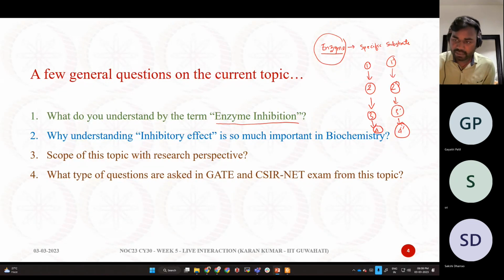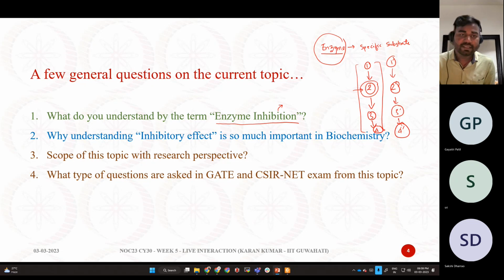If you want to stop the progression of this cancerous cell, you understand that you can do it by inhibiting a particular enzyme. If you stop at enzyme 2 itself, it will not progress, energy won't be produced, and the cancer cell dies. That is the main motto of inhibition. You can do it by means of a drug. So inhibition can be beneficial or it can be detrimental.